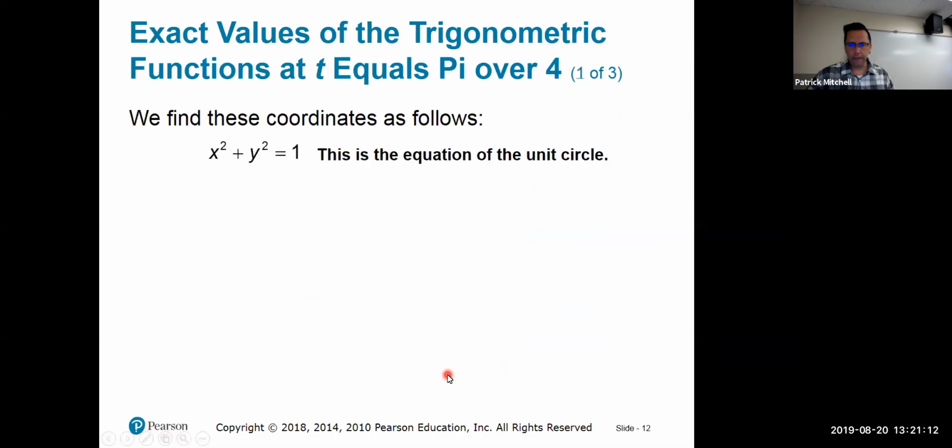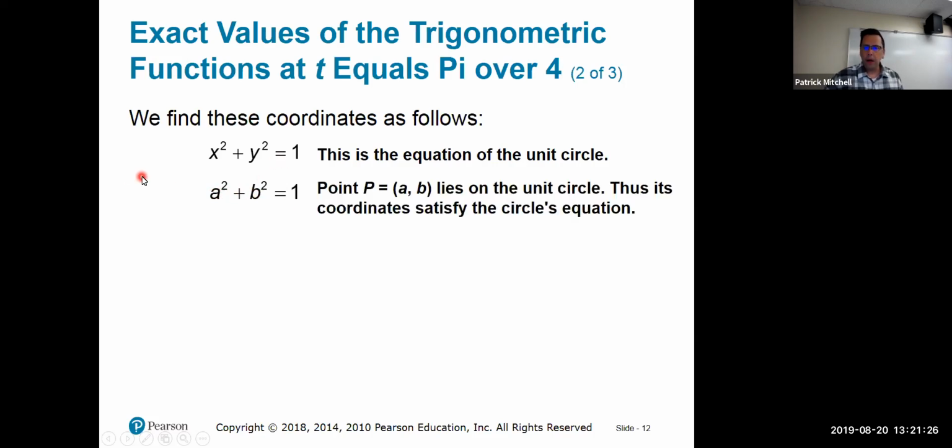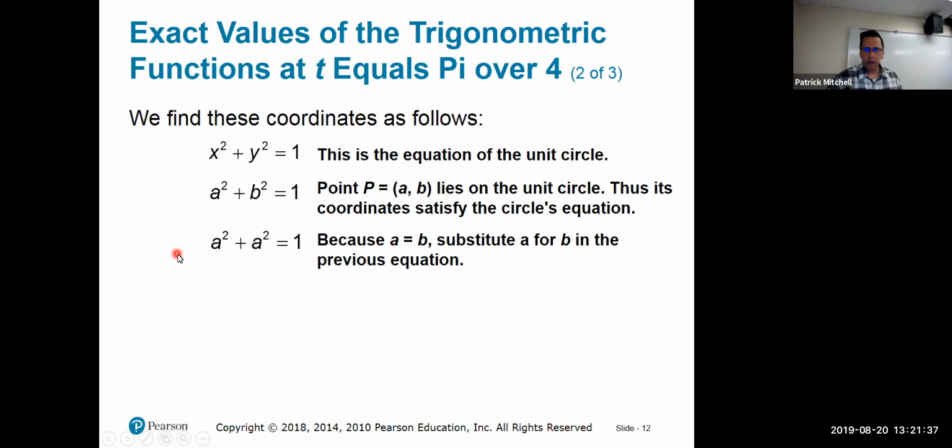So let's take a and b and plug them into the equation of the circle. Since that point lies on the circle, it has to satisfy that equation. Because a equals b, I can take b and replace it with a. They're the same number, so a squared plus a squared equals 1. That means 2a squared is 1, just combining like terms. And if 2a squared is 1, then a squared is 1/2, just dividing both sides by 2.